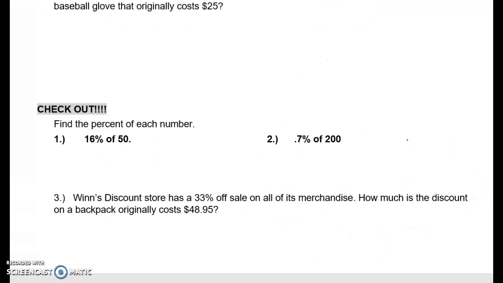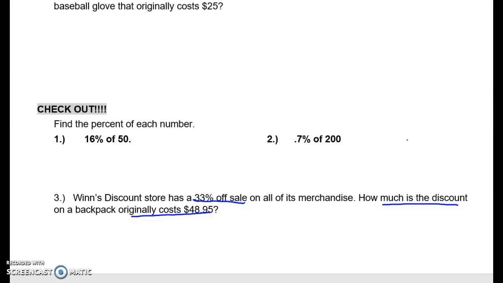Okay, so you're going to notice on each of your check it outs, the first two are very simple, right? But I feel like on number 3, some people are getting stuck. So at Wynn's Discount Store, there's a 33% off sale, so underline that. And then it says how much is the discount if it originally cost $48.95. This is just like the baseball glove.